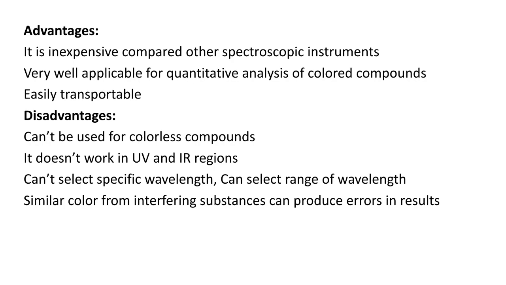Likewise, in spectrophotometry, we can analyze samples within the UV range and infrared, that is, colorless compounds can also be analyzed in spectrophotometers, and here we cannot select a specific wavelength, we can select a range of wavelengths. Similarly, similar colors from interfering substances can produce errors in the results, because we analyze the sample based on the color development produced by the analyte. So if a similar color is produced by other interfering substances, those will interfere with the absorbance of this unknown sample solution.